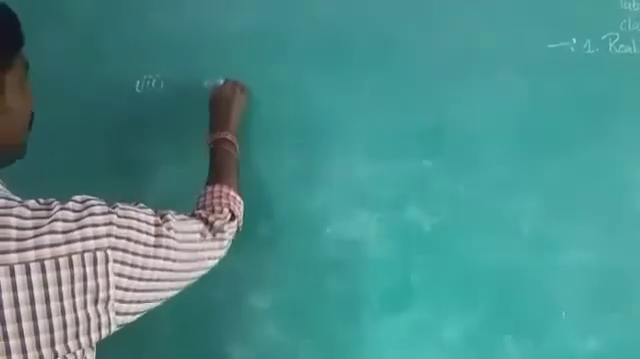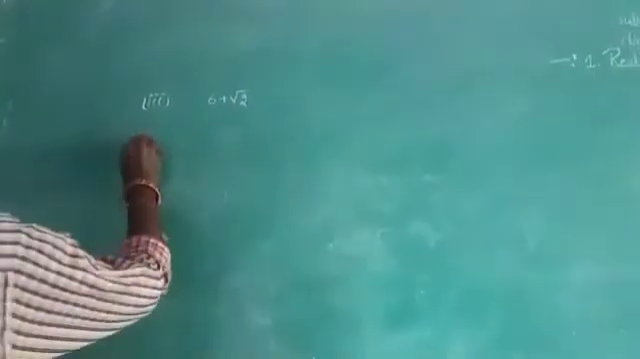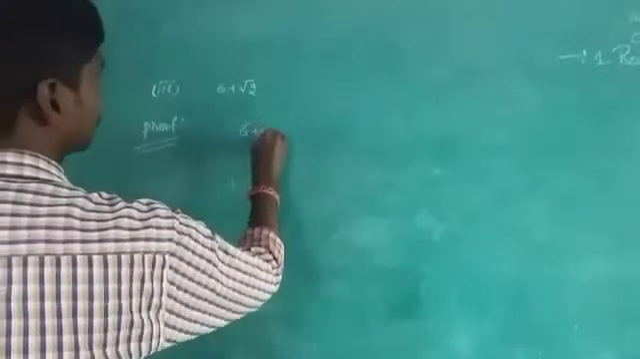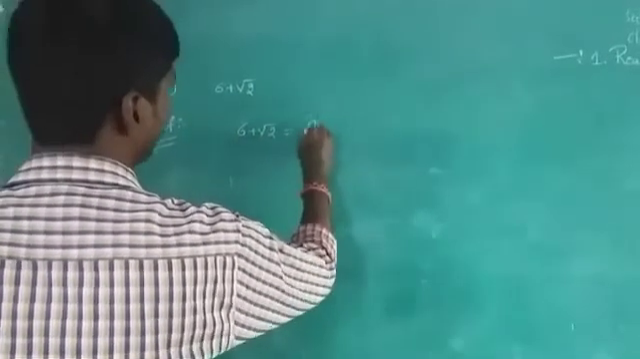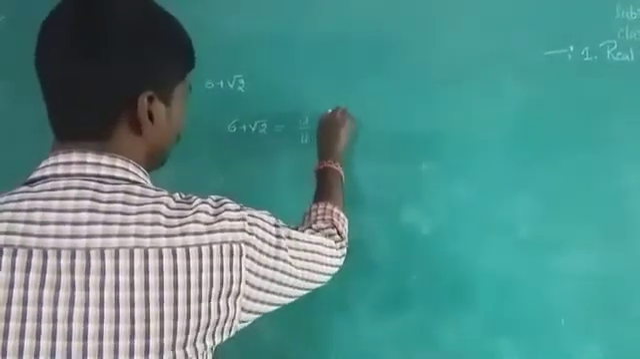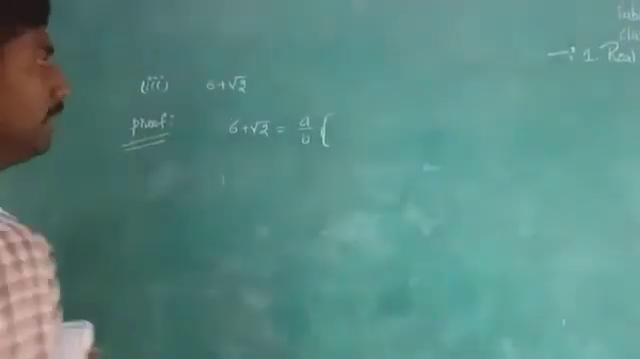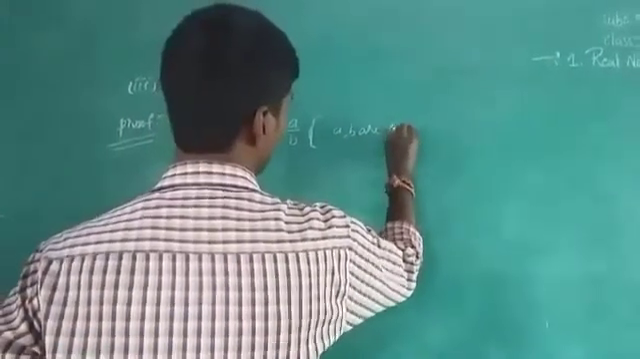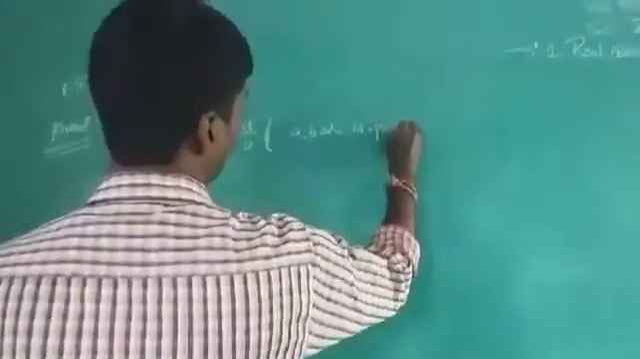In that exercise, the third one. What is the third one? 6 plus root 2. 6 plus root 2 also we need to prove is an irrational number. So we are doing a proof. What I told you, 6 plus root 2 equals a by b. These are assumptions only, we are assuming. Then a, b are co-primes.